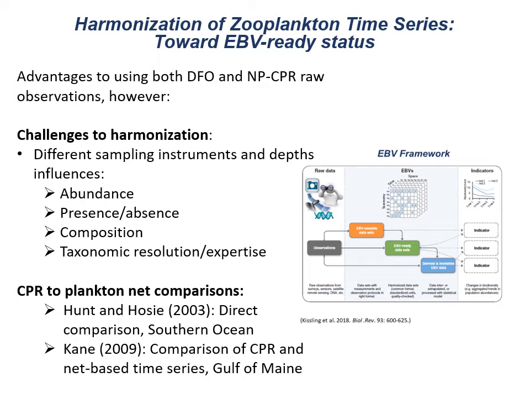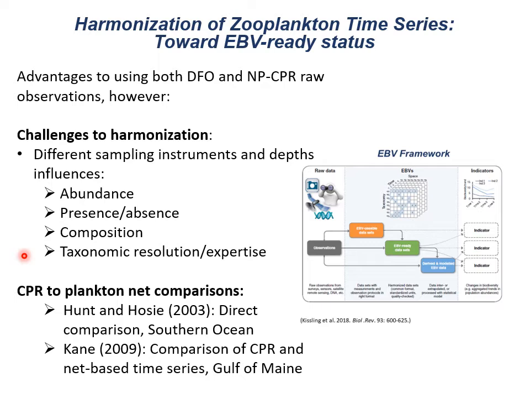And so just to remind you, the CPR samples the community primarily at the surface, and our nets sample down to seafloor, or at least down to 250 meters, which corresponds to the maximum depth of diel vertical migration. And so these differences are borne out in terms of abundance, presence, absence, and composition. And there may be additional differences in the data sets that are brought about because of differences in taxonomic resolution.